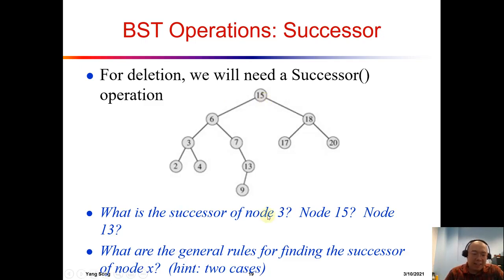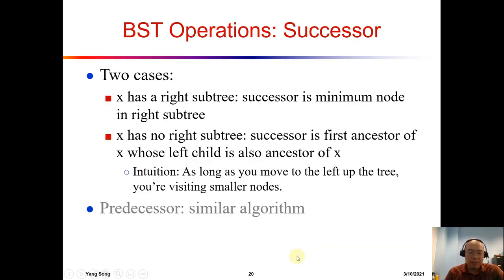Okay? And then what are the general rules for finding the successor of the node x? So there are really two cases. Number one, if x has a right subtree, then you want to go to the right subtree and find the smallest value on the right subtree, and that is the successor of x. Okay, so case 1 is easy. But for case 2, if x has no right subtree, then the successor of this node will be the first ancestor of x whose left child is also an ancestor of x.